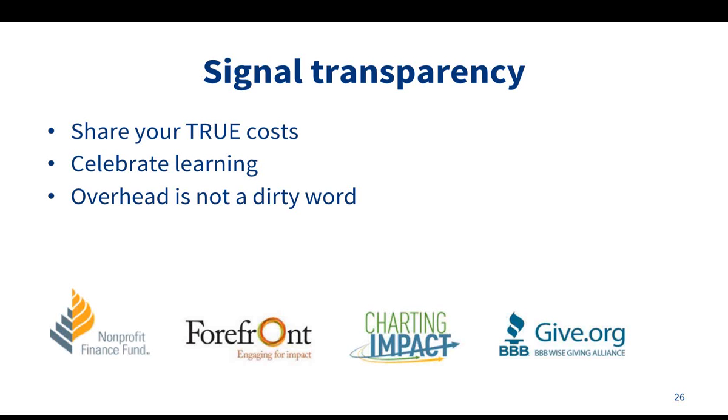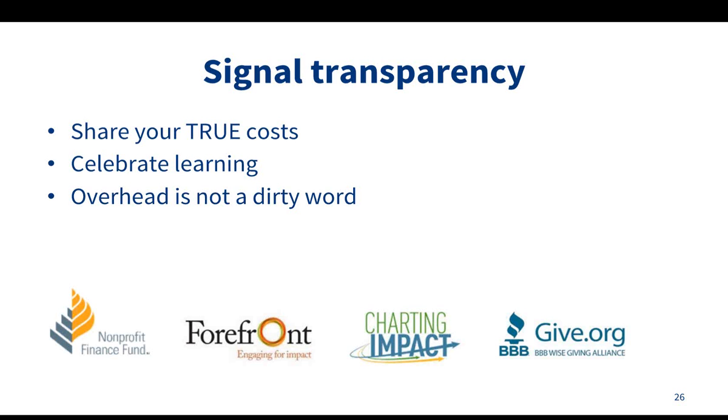Forefront is really great at something called true cost, and they have some really interesting tools around how you might do that. Charting Impact is a set of 5 questions that are developed by ourselves, GuideStar, the Independent Sector, and BBB Wise Giving Alliance. And there are 5 questions that really set the stage for how you, as an organization, have a vision for the future and how you plan on getting there.